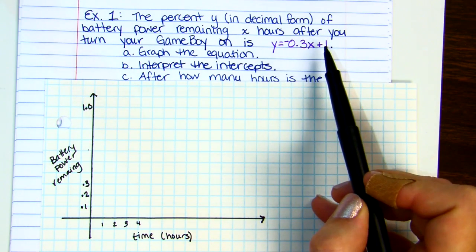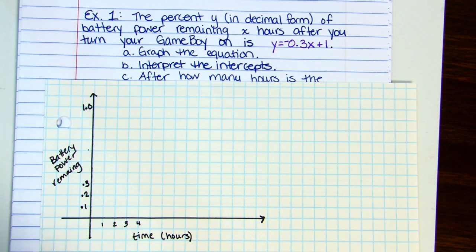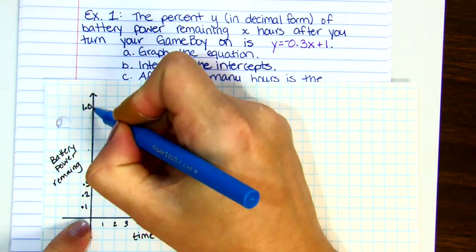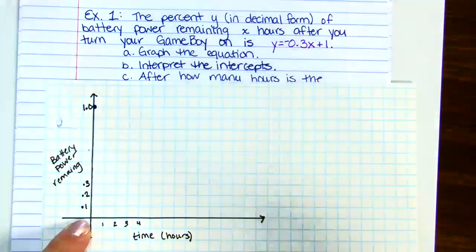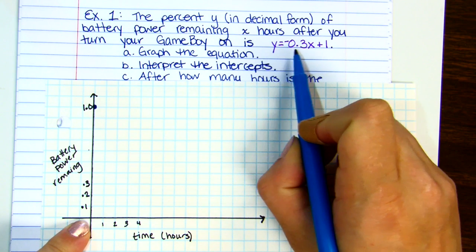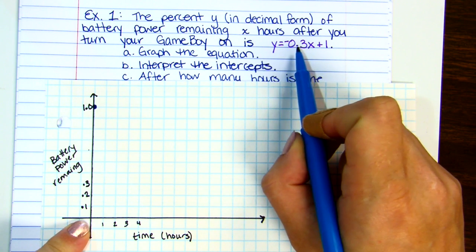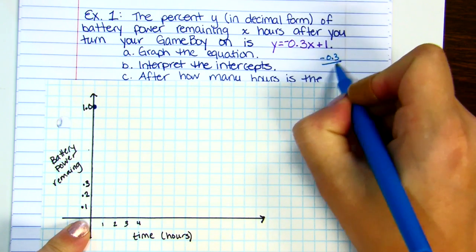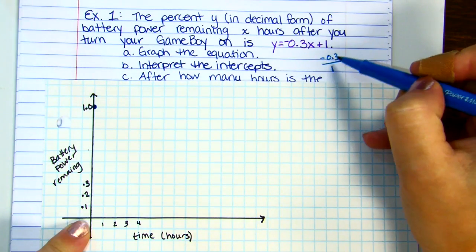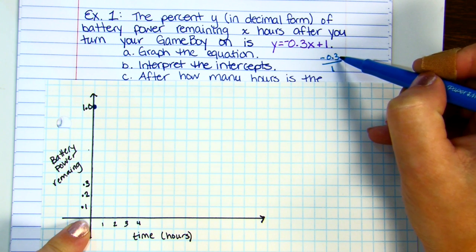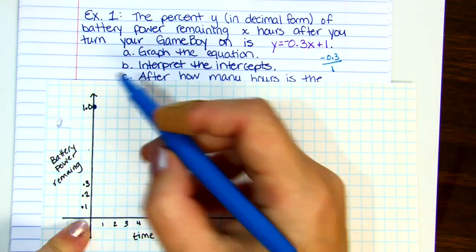So my y-intercept is 1. That should make sense. I haven't turned my Game Boy on. It's been charging. I have 100% power. Now I unplug it. I turn it on. My slope is negative 3/10. So that means for every hour, this is like negative 0.3 over 1. For every 1 hour that goes by, I lose 3/10 of battery power, or 30% of my battery power.